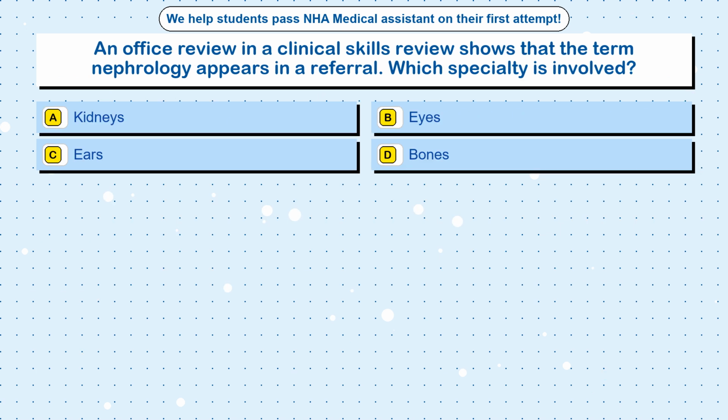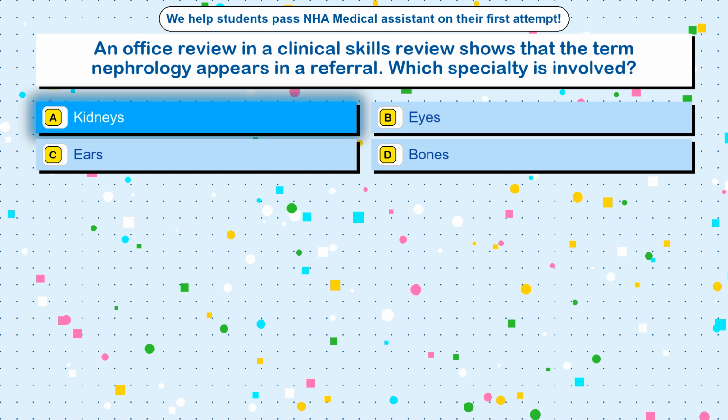Question 35. An office review in a clinical skills review shows that the term nephrology appears in a referral. Which specialty is involved? Option A, kidneys. Option B, eyes. Option C, ears. Option D, bones. The correct answer is option A, kidneys.